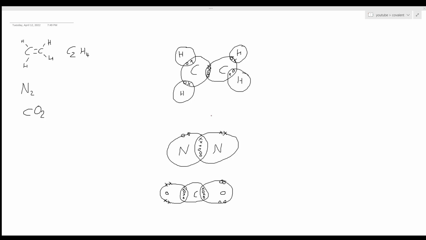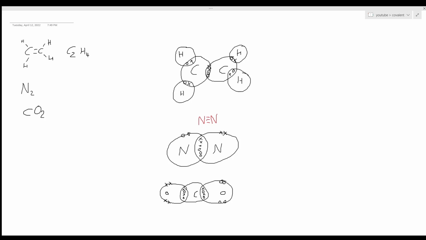If the other thing it's willing to share 3 with is also willing to share 3, that is going to result in a triple bond. So that's actually got 6 electrons between it, is what I meant to say. It's got 6 electrons between it. That's a triple bond. That's really strong. That makes nitrogen very unreactive, which we'll see in a later topic.